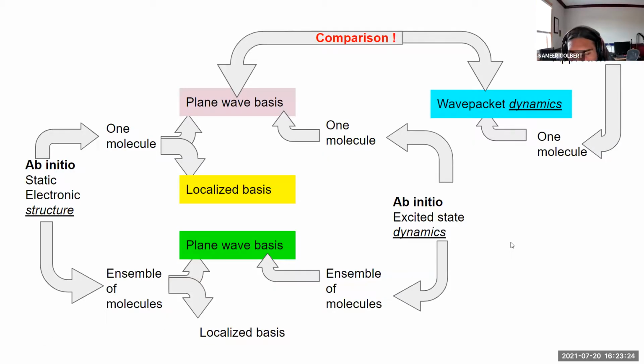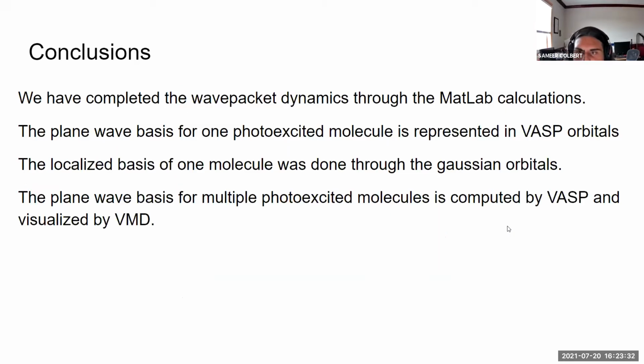This is a refresher of what we needed to do, and this is what we have done. We have completed the wave packet dynamics through the MATLAB calculations. The plane wave basis for one photo-excited molecule is represented in VASP. The localized basis of one molecule was done through the Gaussian orbitals, and the plane wave basis for multiple photoexcited molecules is computed by VASP and then visualized by VMD. That was the movie I just played for you.